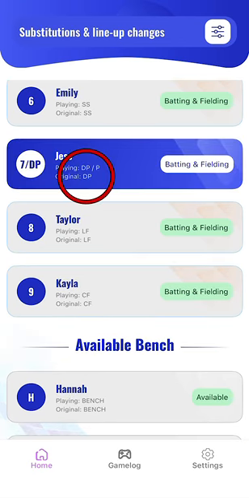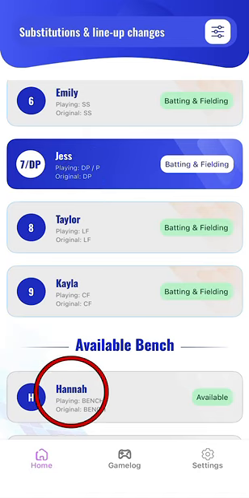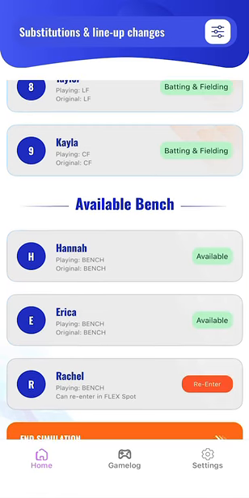We want to save Jess for later. She's pitching great. We want to put in Hannah, who's like our third string pitcher. We want to put her in to get innings because we're up by a lot. And so we can do that.